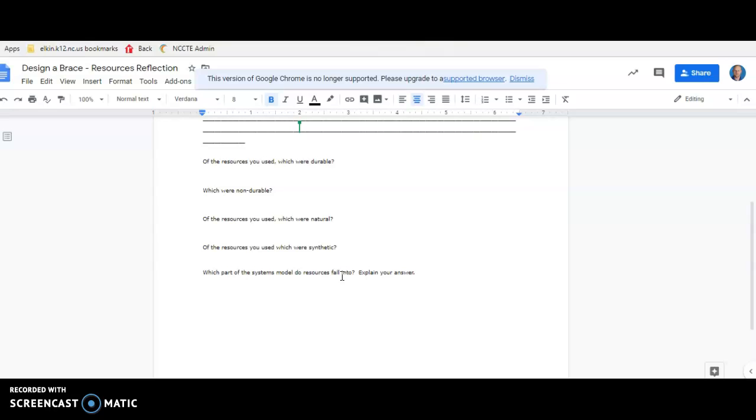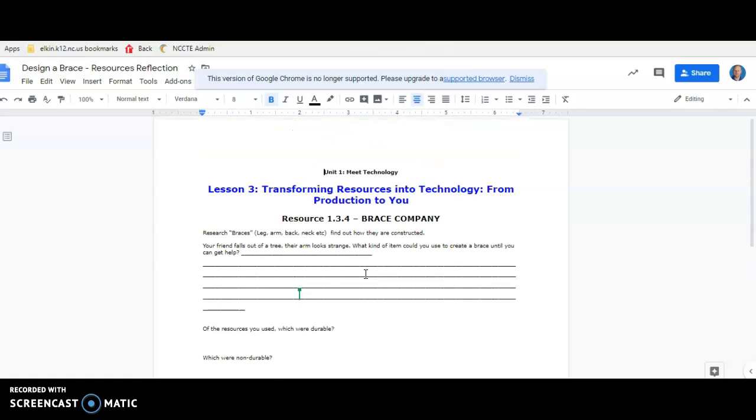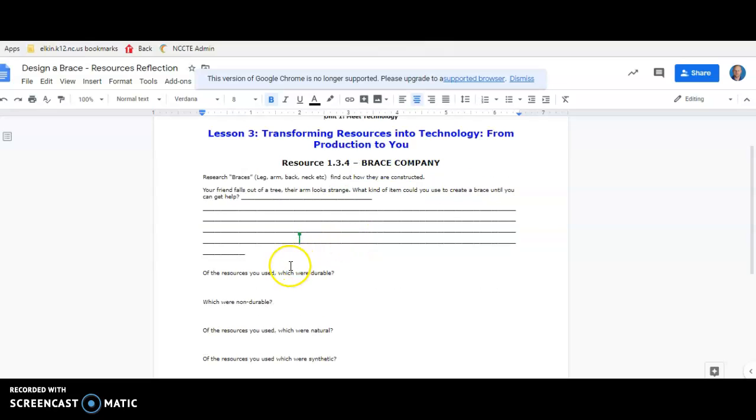And our resources, time, information, materials, people, energy, capital, tools, and machines, those always fall under the input section. But particularly tell what some of your resources were and how those would fall into the input section. Okay. And so work on coming up with a brace to help your friend out, and then you're talking about what are some of those resources that you used. Were they durable? Did they last a long time, etc.?